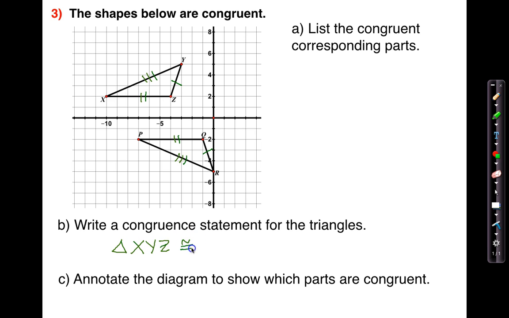Triangle XYZ is congruent to triangle what? Well, first let's trace out what's happening here. Starting with X and going to Y, we're going 3 tick marks and then 1 tick mark. And that's enough information for me to follow through with.